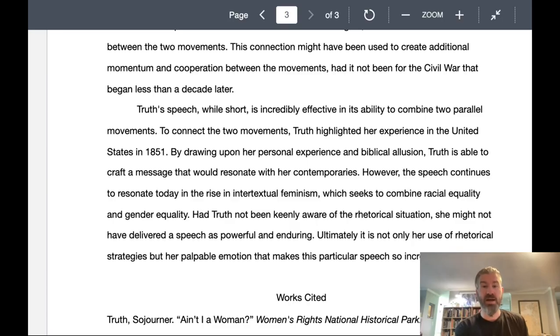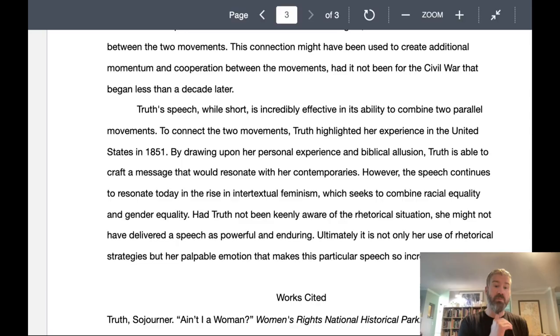What is maybe not working great in this conclusion is really creating that connection between the rhetorical situation and why Truth chose those strategies based on that situation. And I'll say, just to be clear, I don't know that Truth was thinking, oh, I'm going to use rhetorical questions and I'm going to use biblical allusion. She was speaking from the heart, but we make a lot of these rhetorical choices at a subconscious level when we're speaking kind of on the fly.